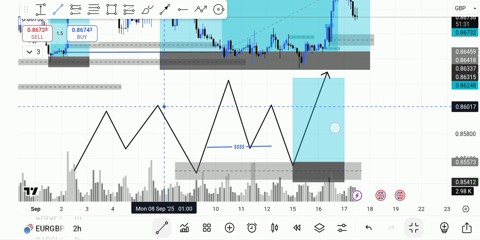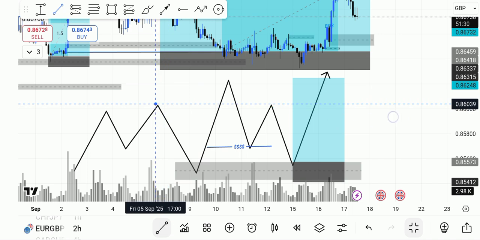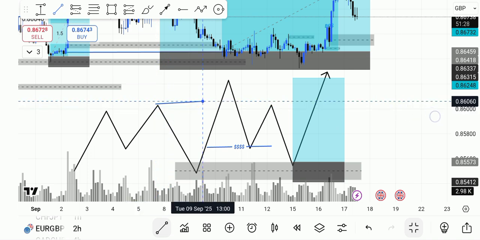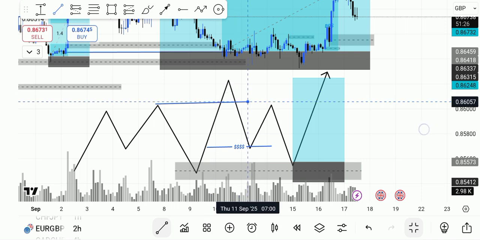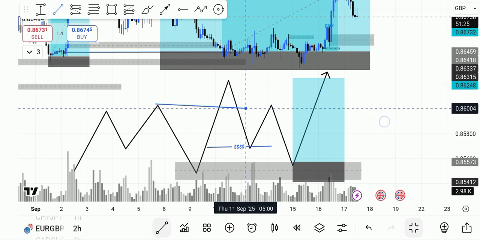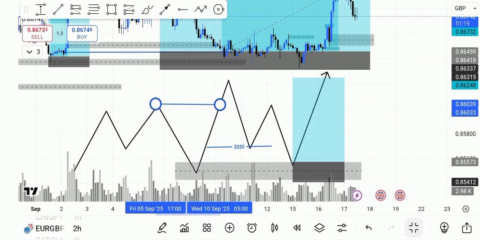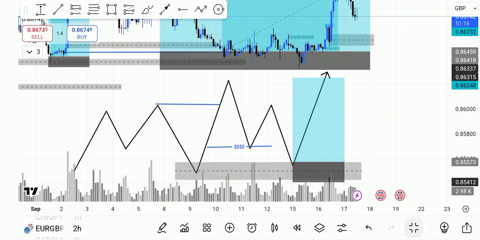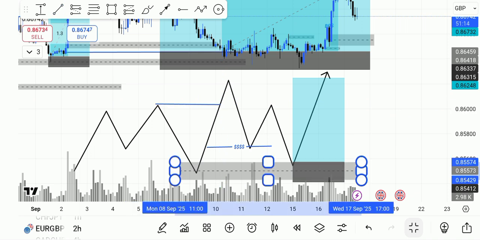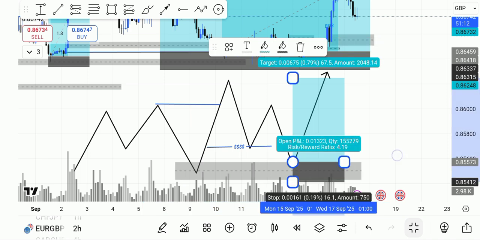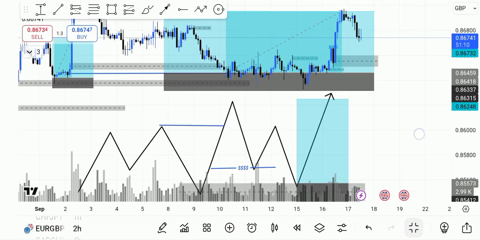Here, after this break of structure, I had to patiently wait for price to come back to my original order block. Here, this is the break of structure. So after this break of structure, I waited for price to come to this order block and I immediately entered for a buy. So let me show you on the chart.